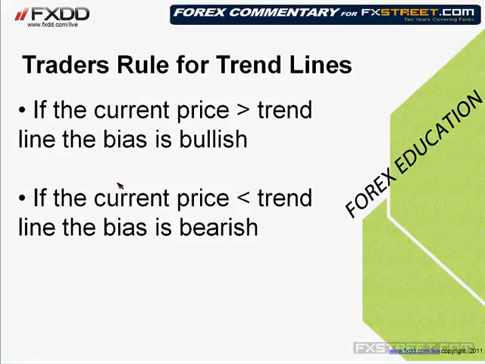So you have to pay attention to these lines. If the price is above, that guy's going to think, oh, I've got to be long. If the price goes below, then the bias is bearish. That's the second part of this. If the current price is less than the trend line, the bias is obviously bearish. So let's just take a look at an upward sloping trend line.